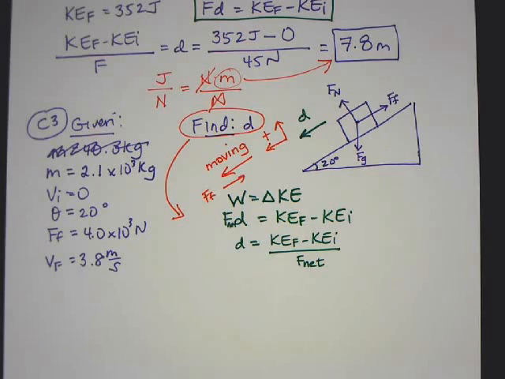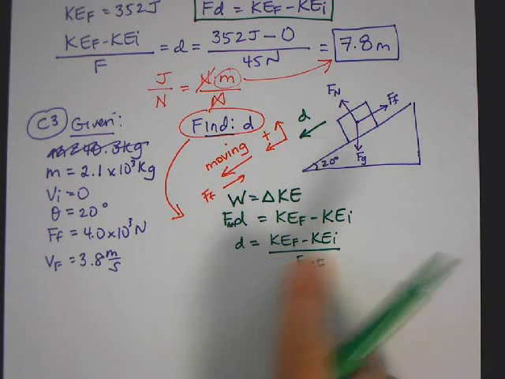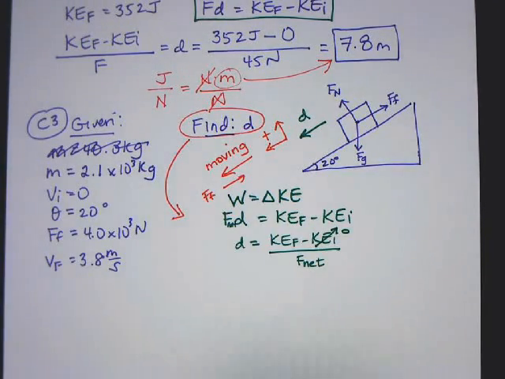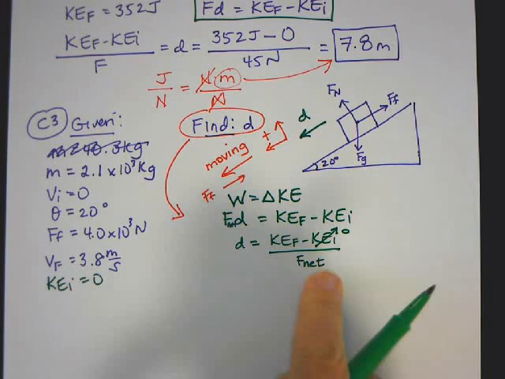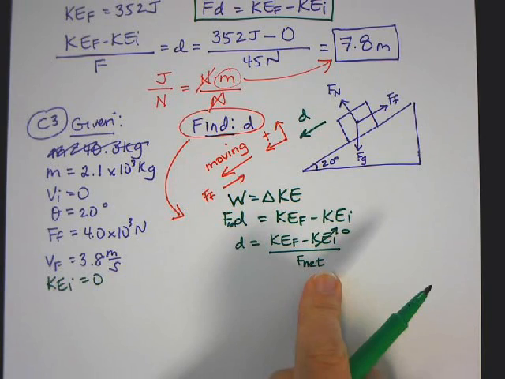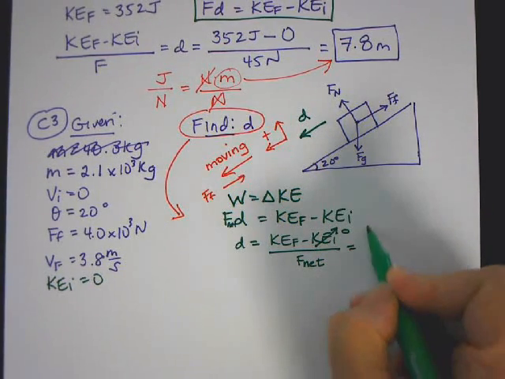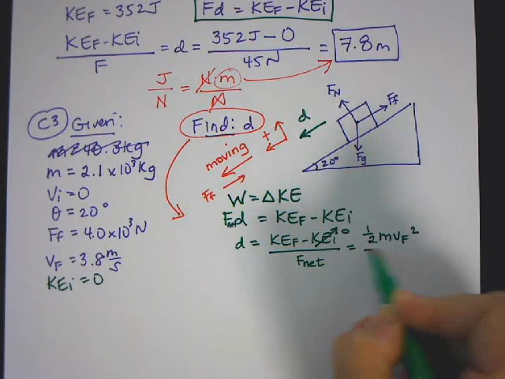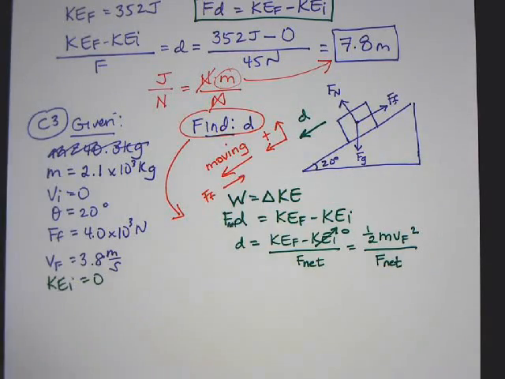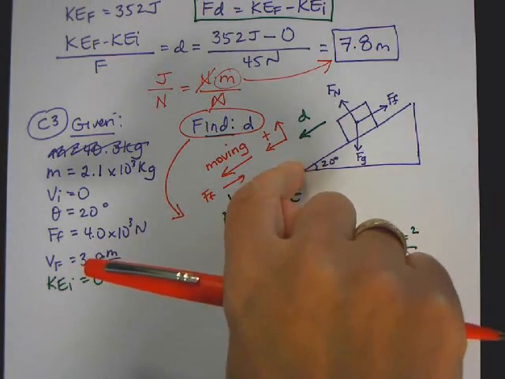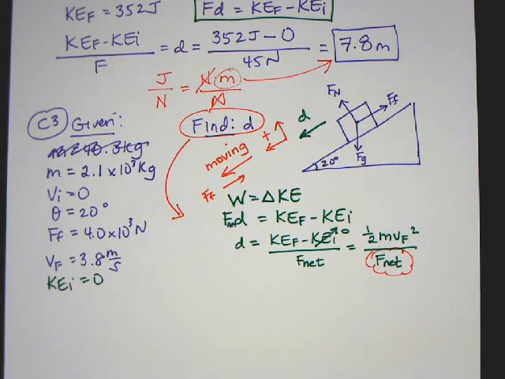And what makes this difficult, and makes it challenging, and something you have to think about is, we're going to have to do all that stuff we did in the last chapter in order to find F net. Because KEI, I can find, first of all, KEI is 0 because it starts from rest. So I can add that to my givens, that KEI is equal to 0. So what I'm going to end up doing is 1/2 mvf squared divided by F net is going to give me that distance. So what I really need to do is find the net force going in this direction that's causing this displacement. Step by step by step.